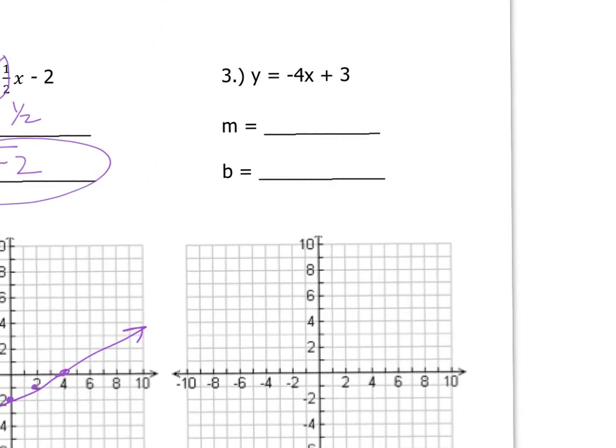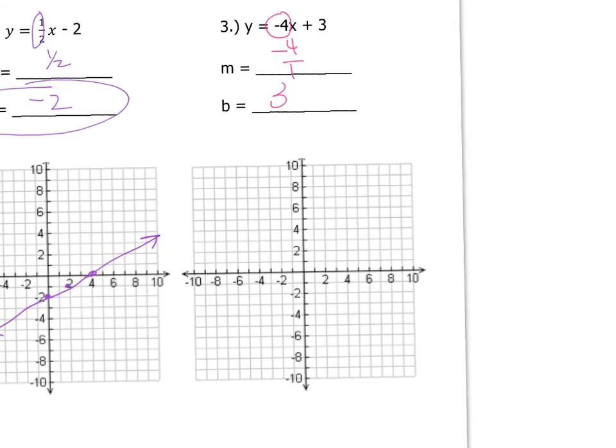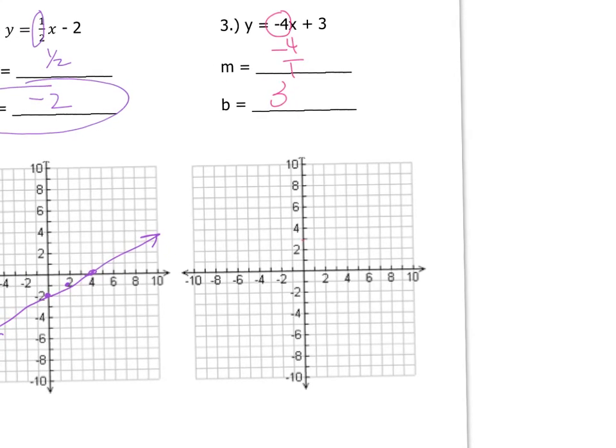Last example. The number with x is your slope, so in this case, -4, which we would write as -4 over 1. Then the y-intercept is 3. Again, we always plot our y-intercept first, so it's up here at 3. And then my slope this time is negative, so I'm going to go down 1, 2, 3, 4 over 1.